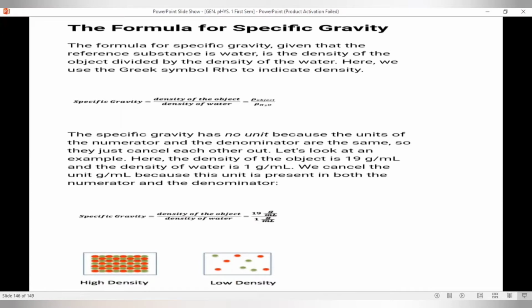Okay? And the specific gravity has no unit of measure because the units of the numerator and the denominator are the same. So they just cancel each other out. For example, the density of an object is 19 grams per ml and the density of water is 1 gram per ml. By cancelling grams per ml, therefore, 19 divided by 1 is 19. Okay?